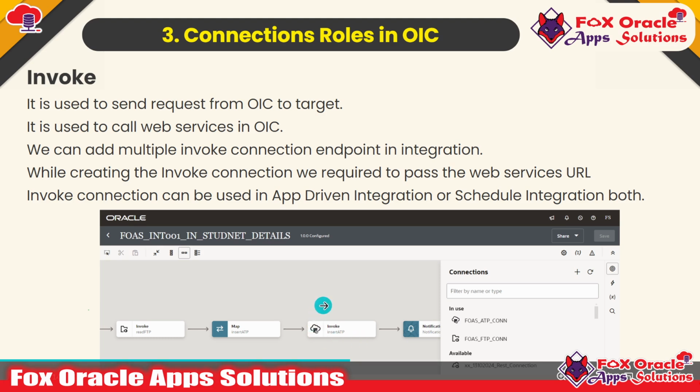Another example is that from OIC, we call the BIP report of Fusion, right? We want to bring the BIP report data into OIC. So we have SOAP web services that return the BIP data. When you want to execute that SOAP web service from OIC, it is considered an invoke, because we are invoking that SOAP web service from OIC. At that time, we will create the SOAP connection with the invoke role type.